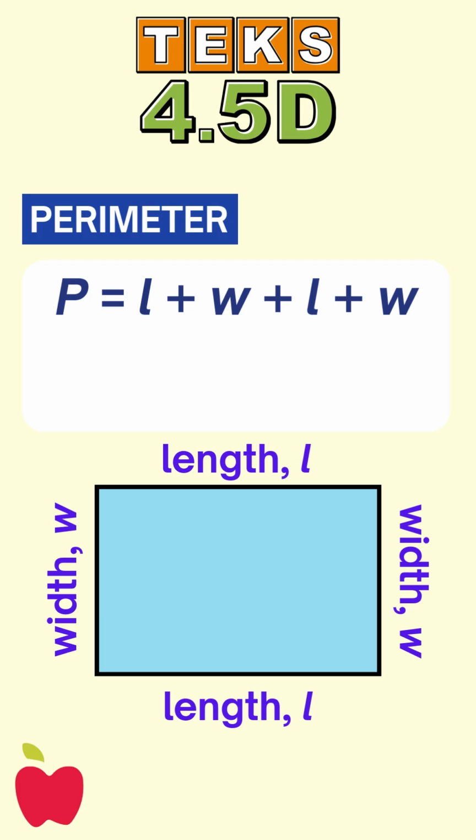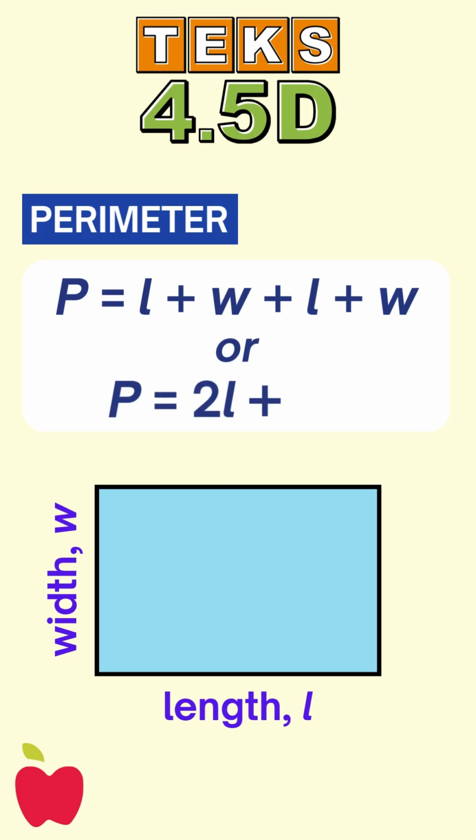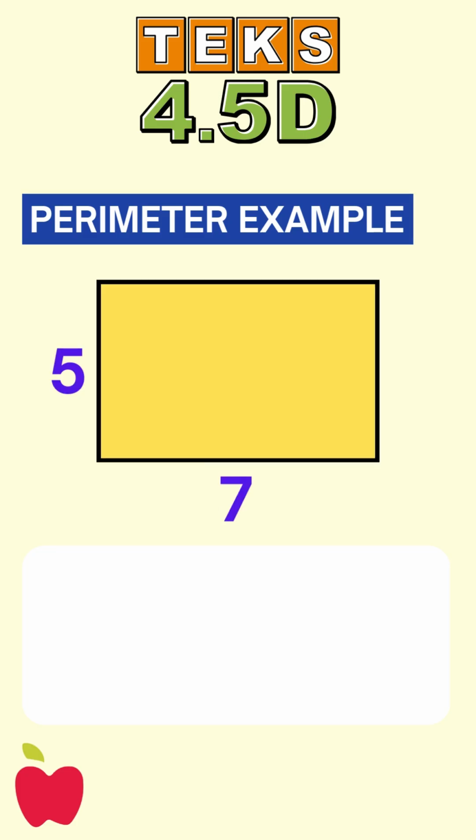But there's a simpler version of the formula. Perimeter equals 2 times the length plus 2 times the width. This means you multiply the length by 2 and the width by 2, then add those together. Let's try an example with a rectangle that has a length of 7 units and a width of 5 units.